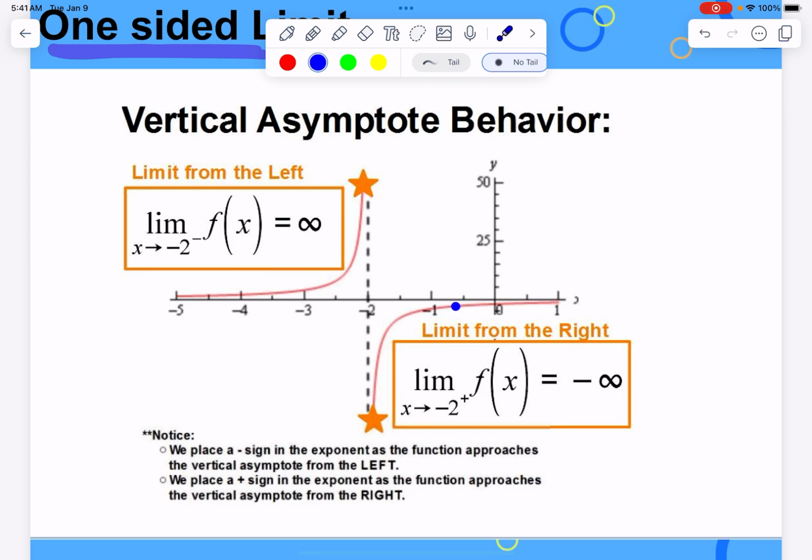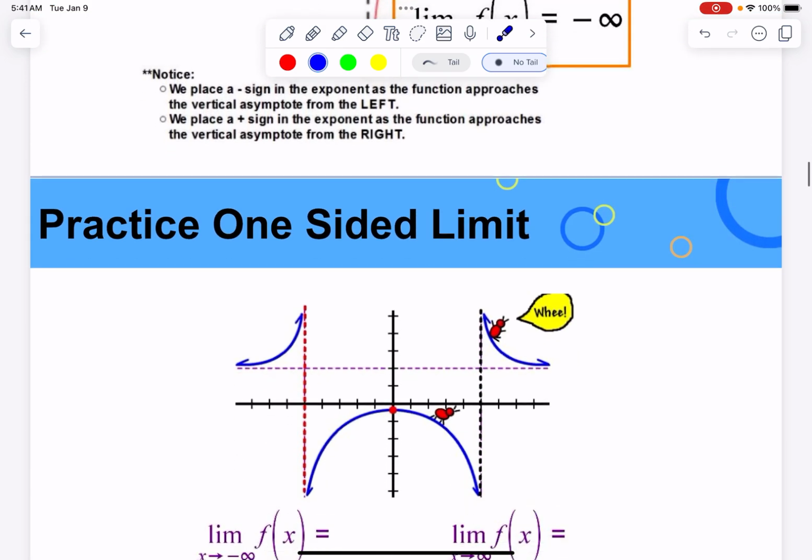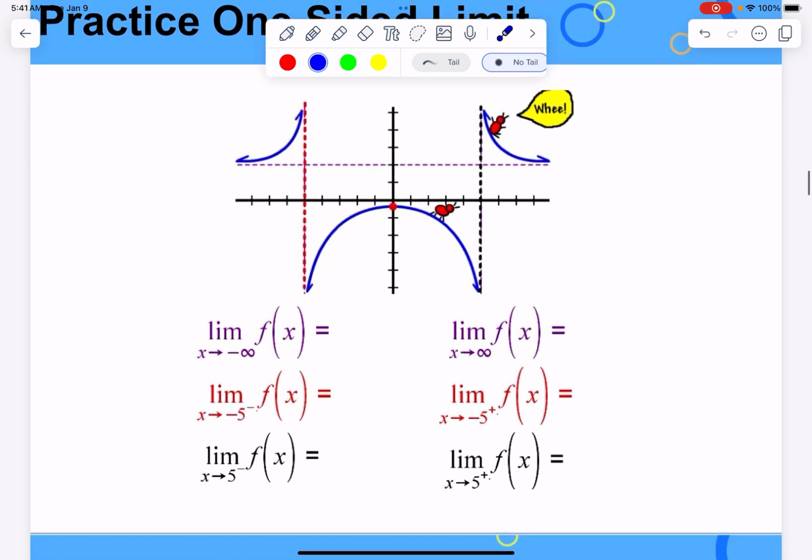Here, as the function gets closer and closer to -2, but from the right side, because that's what that plus means, it's getting closer and closer to negative infinity, because notice it's going down. So let's try some here. So this is a rational function, and notice I'm going to ask for the end behavior.